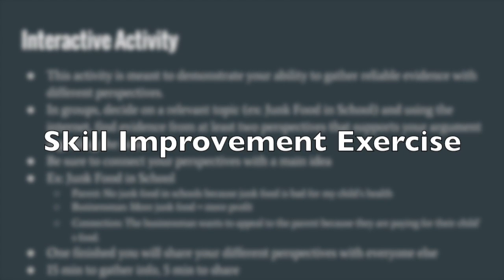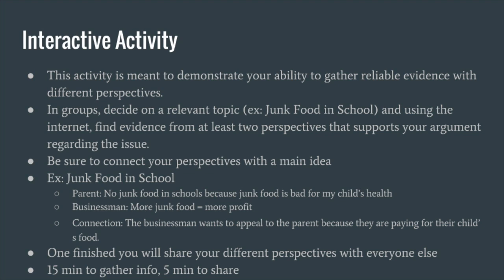Now, here's an activity you can try to help improve the skills you need to develop in order to do well on the end-of-course exam. The purpose of this activity is to demonstrate your ability to gather reliable evidence with different perspectives using the tips mentioned earlier. In groups or individually, decide on a relevant issue present today, for example, junk food in schools, and using the internet, find evidence from at least 2 different perspectives that support your argument regarding the issue. Also, don't forget to connect your perspectives with the main idea.